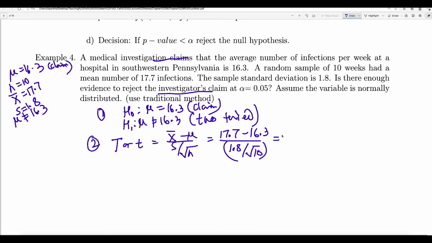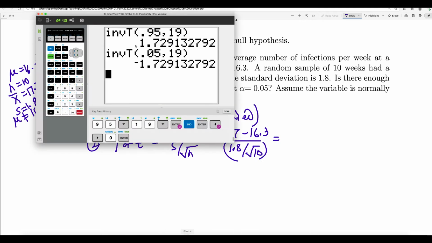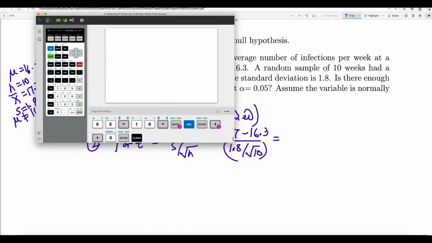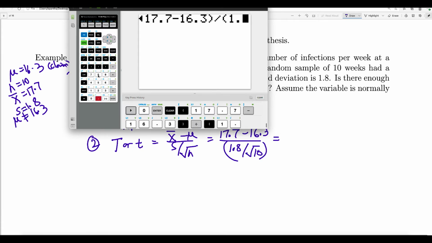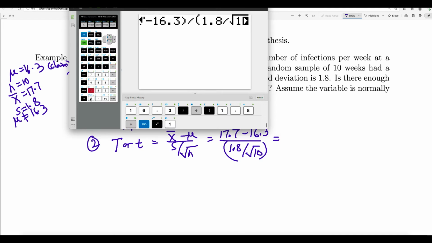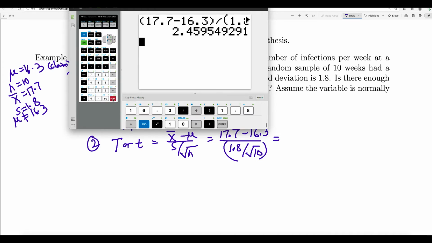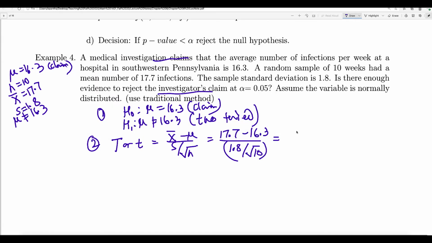If you use a calculator for this, what do you get? Let me use the calculator, okay? Clear everything. Start with parenthesis: 17.7 minus 16.3, divided by, and then parenthesis again, 1.8 divided by the square root of 10, and then close the parenthesis on the denominator. If you hit enter, I get 2.4595.